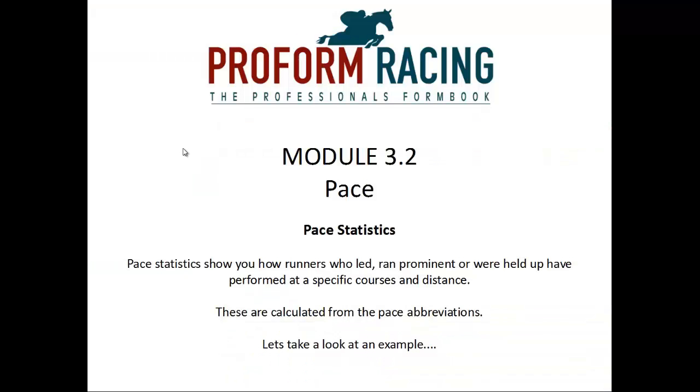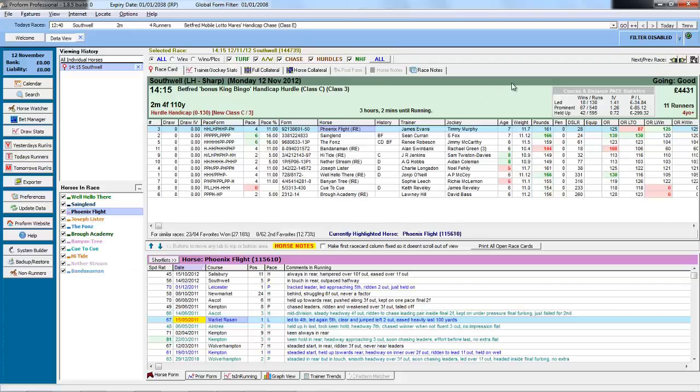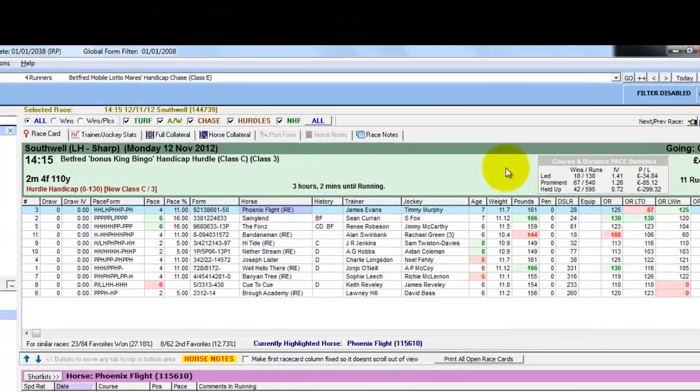Pace statistics. Pace statistics show you how runners who led, ran prominent or were held up have performed at a specific course and distance. These are calculated from the pace abbreviations. Let's take a look at an example. So we are back in the form book on the same race, and on the race header we can see this is the 2:15 at Southwell and it's a handicap hurdle. And on the right hand side we can see course and distance pace statistics.